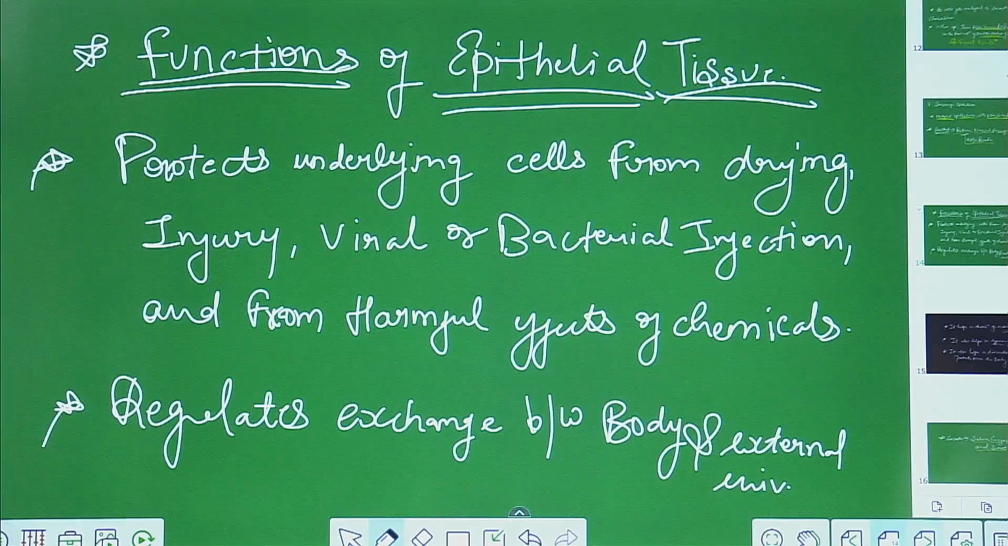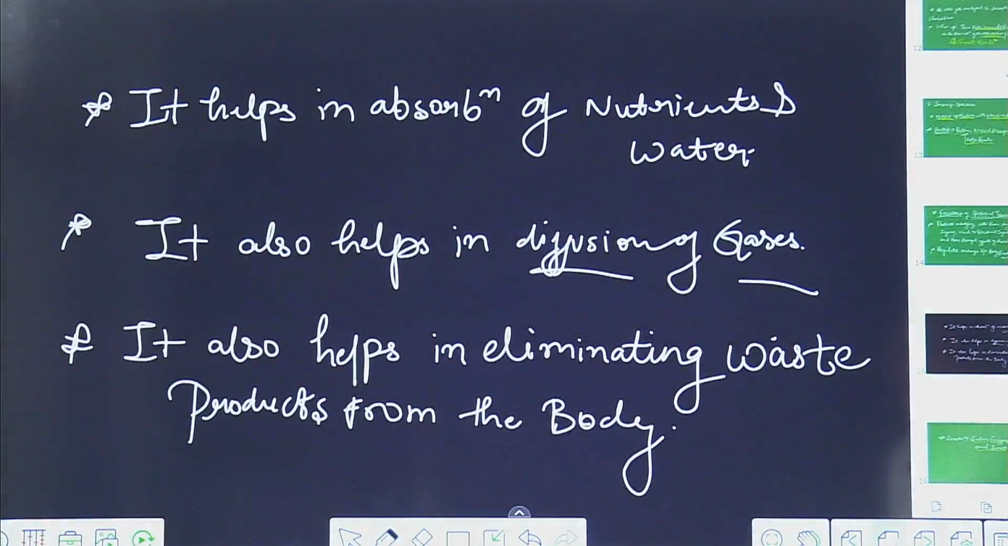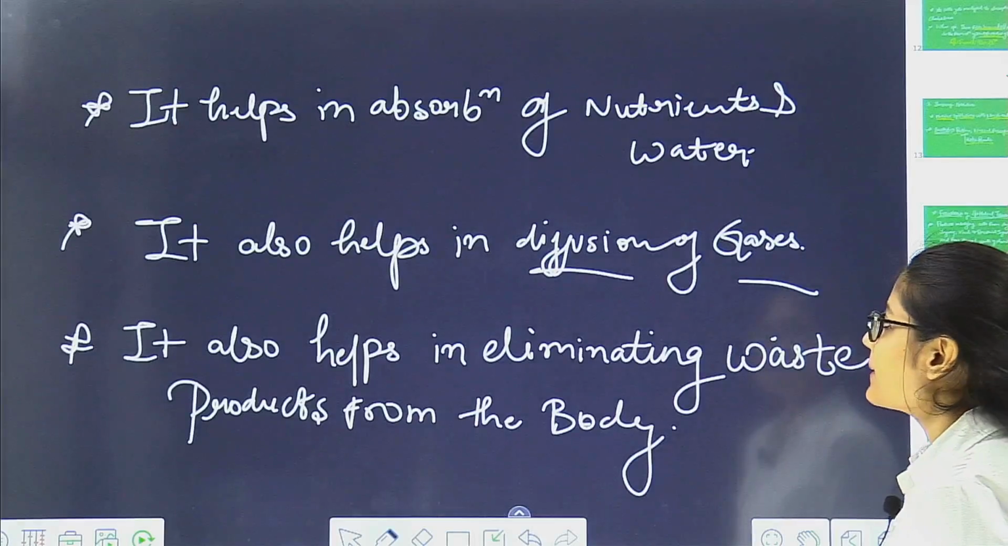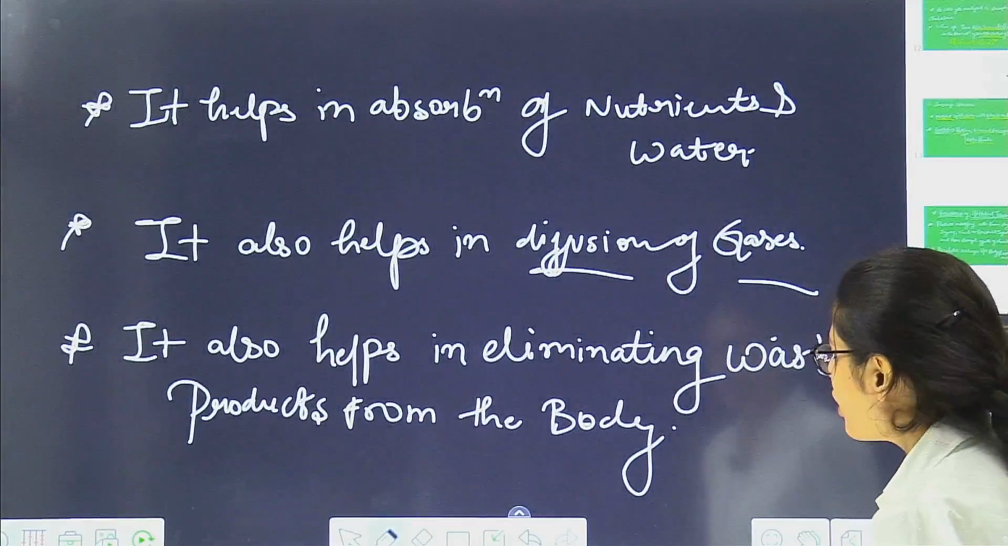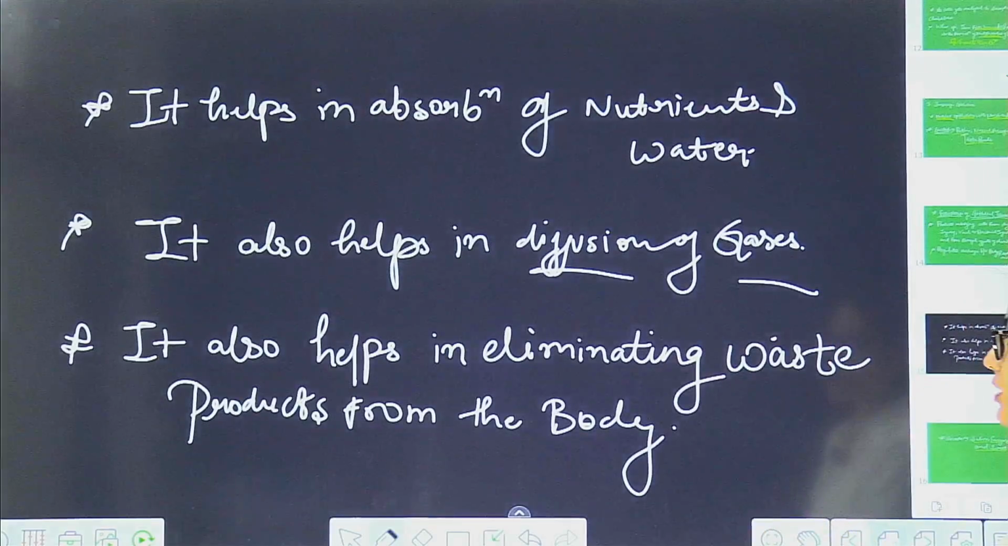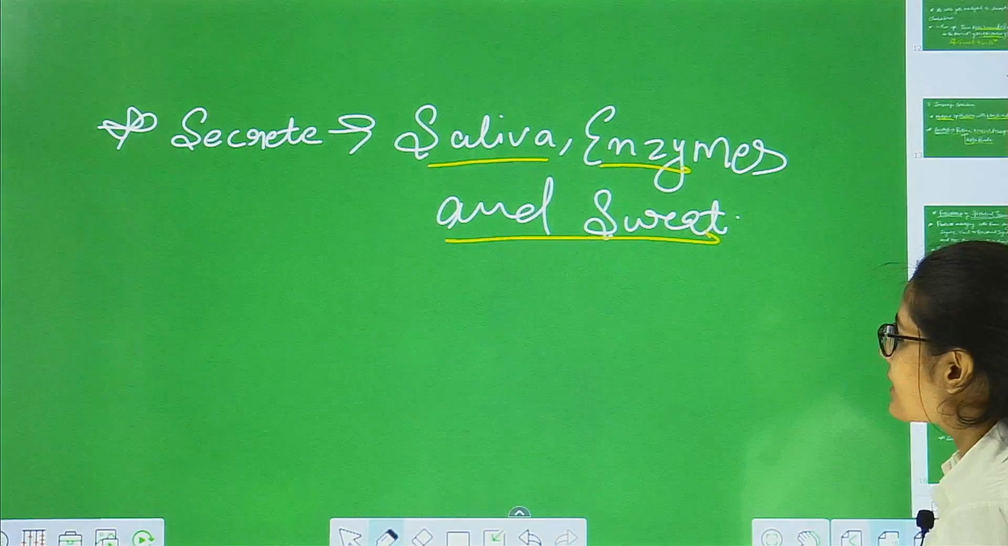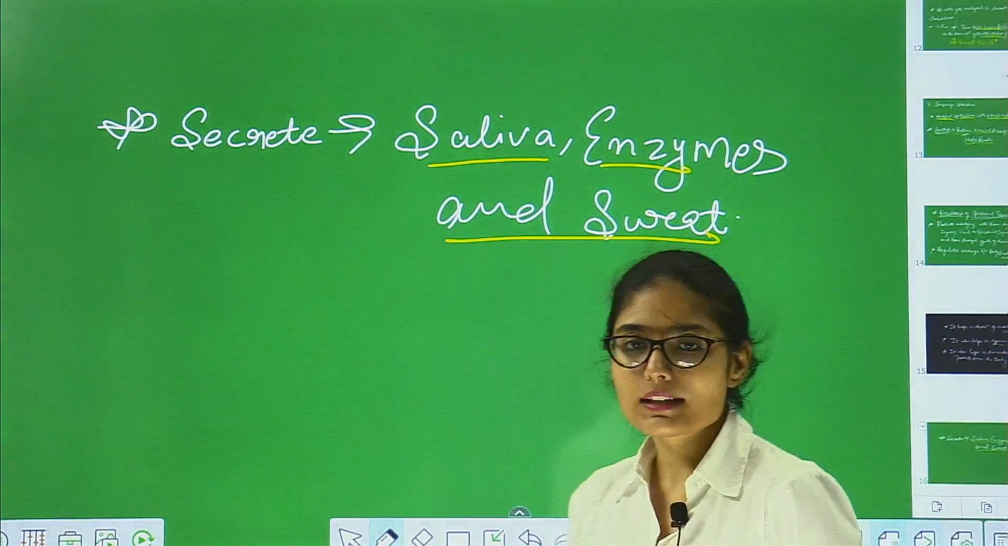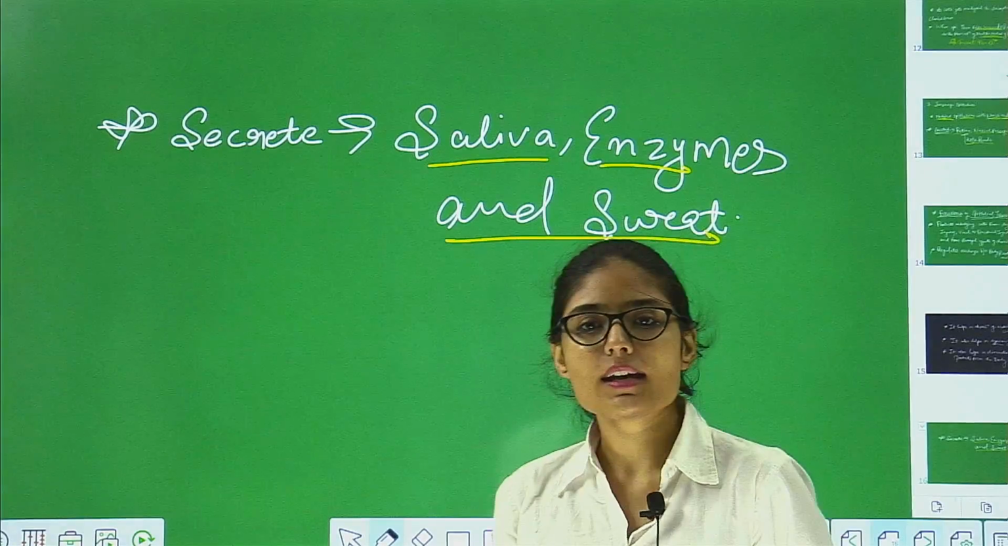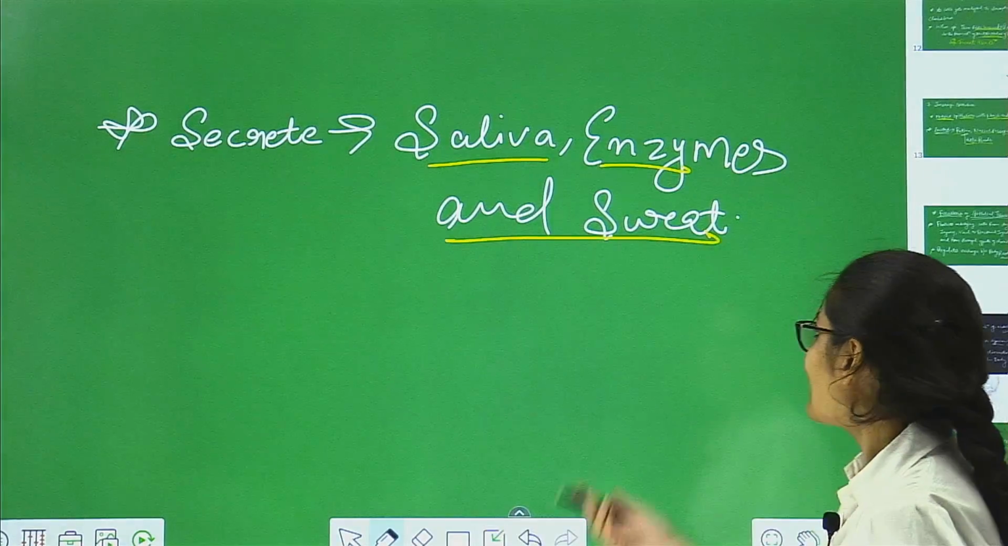So just keep this in mind. It protects underlying cells from drying, injury, viral or bacterial infection, and from harmful effects of chemicals. Then it regulates the exchange between the body and external environment. It helps in absorption of nutrients and water. It also helps in diffusion of gases. It also helps in eliminating waste products from the body and secretes saliva, enzymes and sweat. Saliva and sweat you all know.